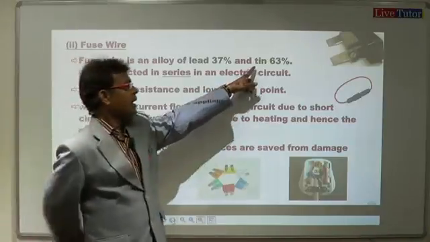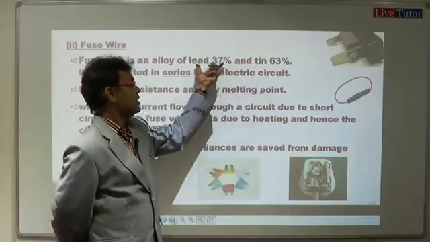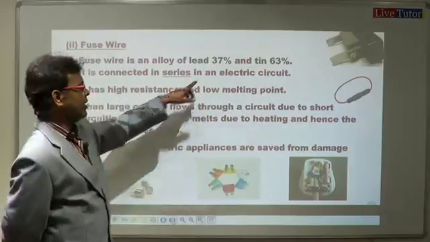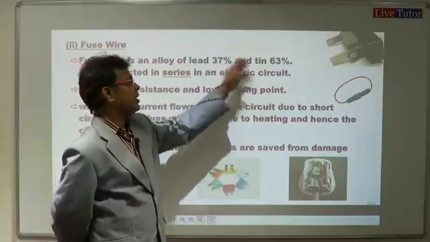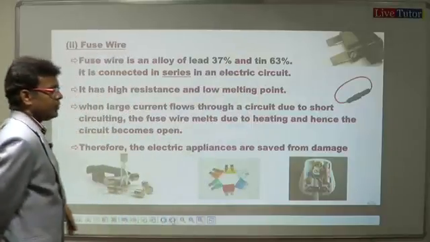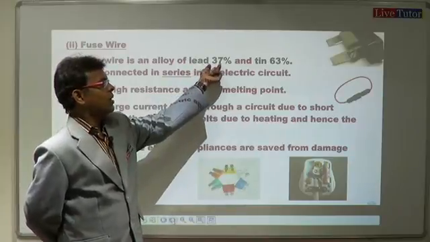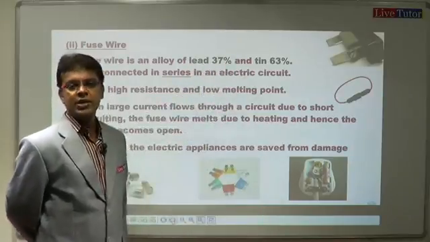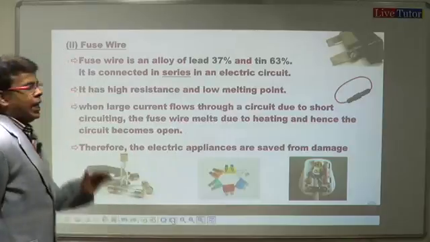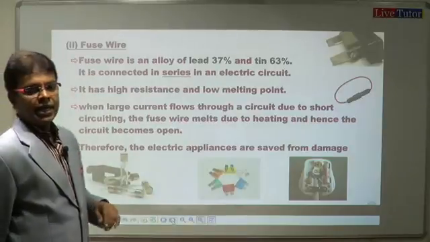These are the two components, lead and tin. The percentage is also given. You have to remember 37 and the remaining 63. Lead has a low melting point, so the number is also low. Remember it like this, and the remaining one is tin. And it is connected in series with the electric circuit.